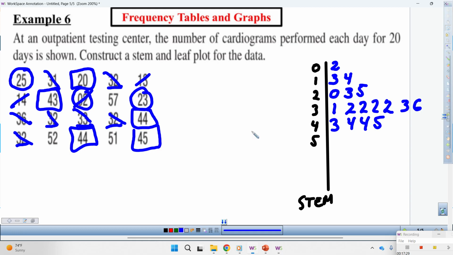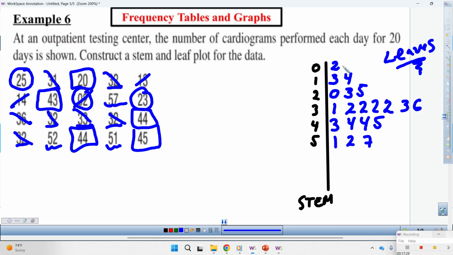And last but not least, in the 50s, what do we have? 51, 52, and 57. So these are what we call leaves. Stem and leaf. All right? We good?